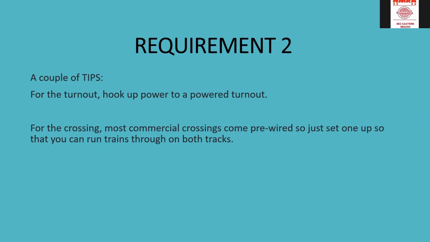A couple of tips for the turnout: hook up power to a powered turnout. That's one way to do it. And for the crossing, most commercial crossings come pre-wired, so you just have to set one up, and so you can run trains through it with both tracks.